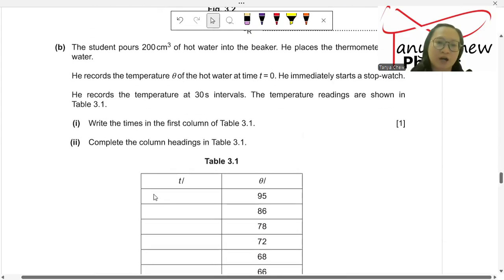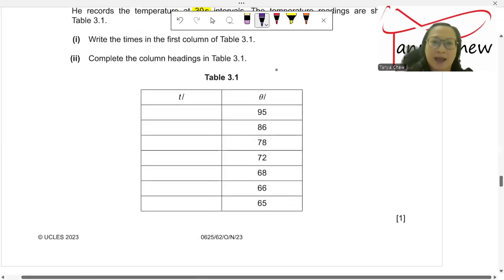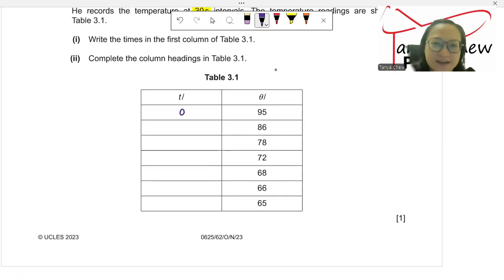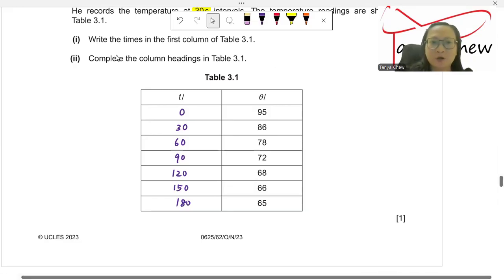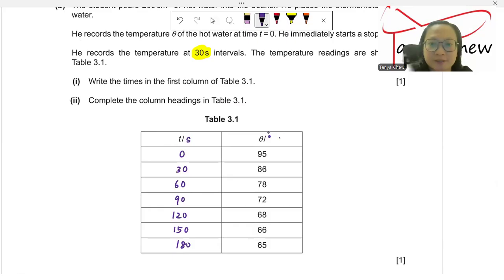First part, write the times in the first column of table 3.1. Remember, the question told you the temperature at 30-second interval. And the student starts from 0 second. So 0, 30, 60, 90, 120, 150, and 180. So we are done. Second part, complete the column headings in table 3.1. So time is measured in second, theta is measured in degree Celsius. That's all.